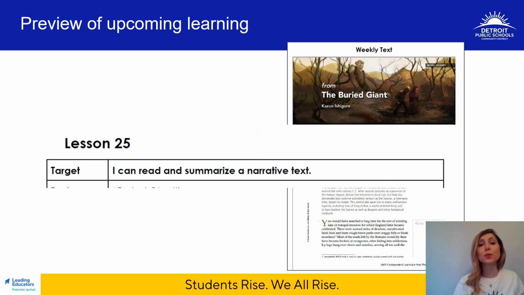In our next lesson, we will begin reading a new text, a fictional story called The Buried Giant, and we will focus on completing a first read of the story and then summarizing it. Our learning target is I can read and summarize a narrative text. Now, narrative texts are something that we've moved away from, right, in lessons prior, but we're ready to re-engage in this type of writing next week.